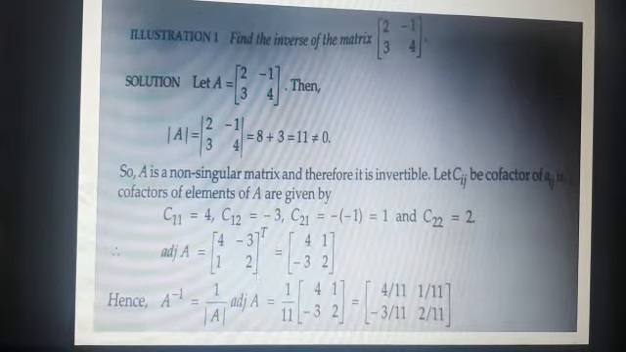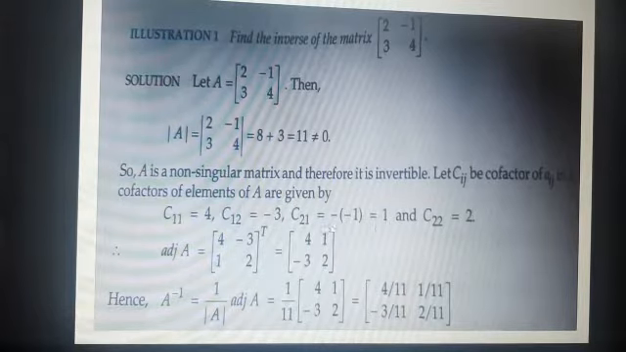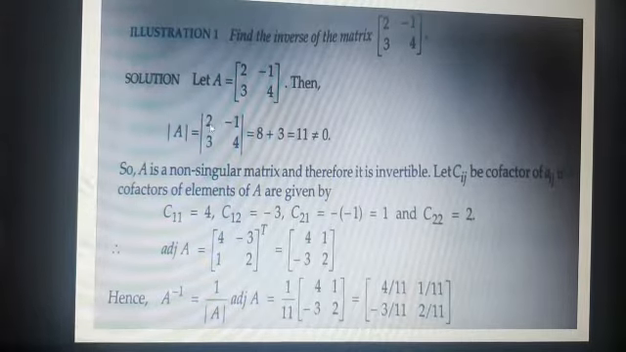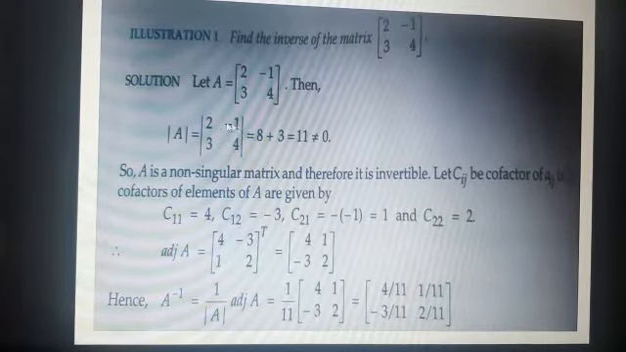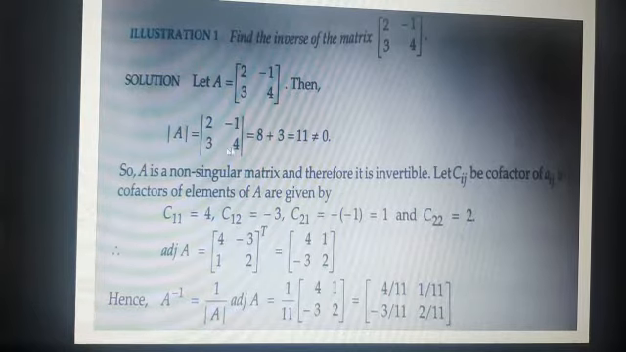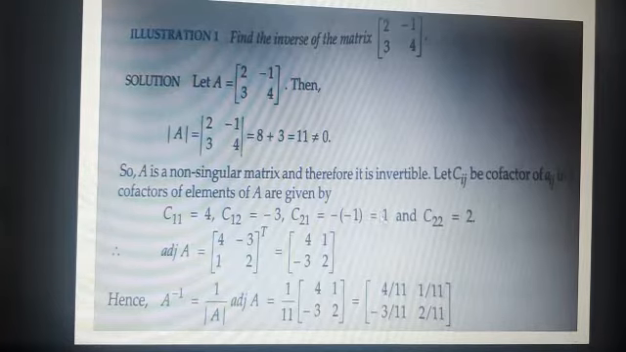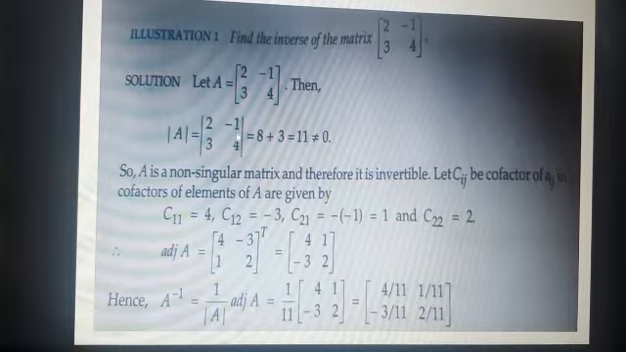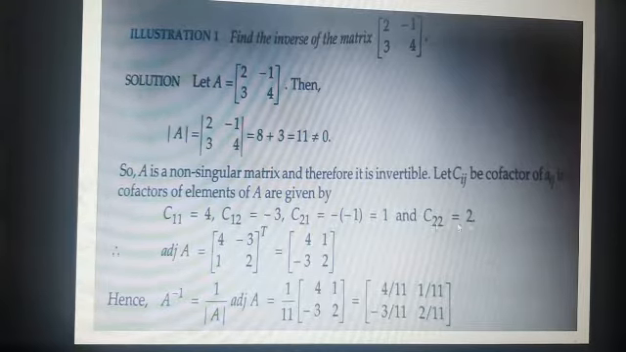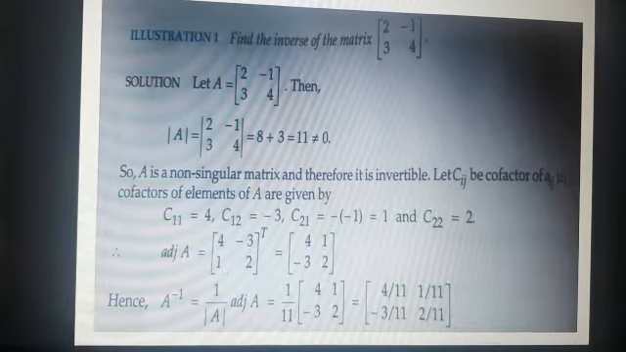To find the adjoint, in the previous module we have learned that we have to find all the cofactors of the elements. C11, the cofactor of this element, will be 4, removing the first row and first column. C12, the cofactor of this element, removing the first row and second column, you will get 3, but we have to change the sign because the sum is odd, so it is minus 3. Similarly, the cofactor of this element, removing the first column and second row, is minus 1, but we have to change the sign, so it will become plus 1. And the cofactor C22, removing the second column and second row, you will get 2. So these are the Cij: 4, minus 3, 1 and 2.